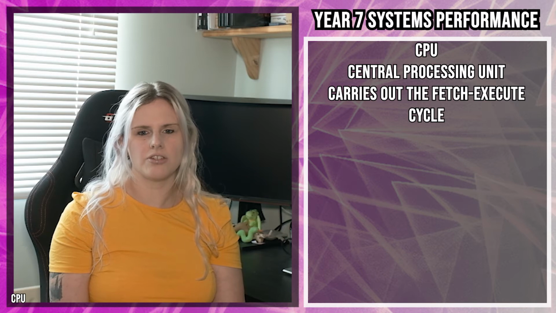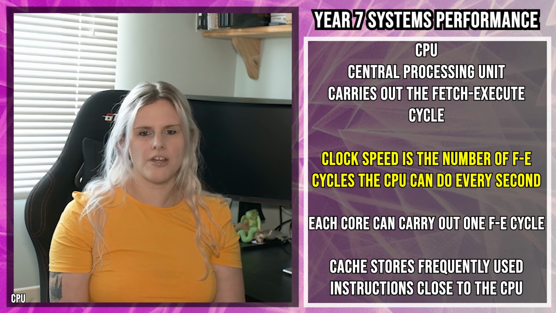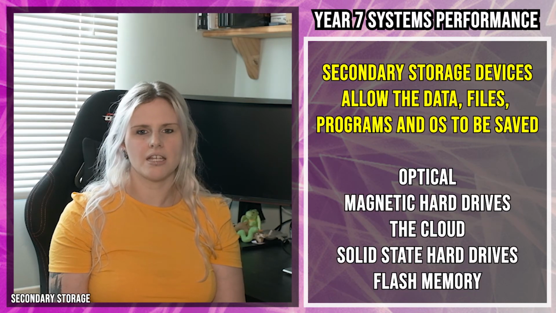There are 3 key parts to the CPU that really affect the performance of the computer. The clock speed is the number of fetch-execute cycles the CPU can do every second. CPUs are also made up of cores. Each core can do 1 fetch-execute cycle at a time. So the more cores your CPU has, the more fetch-execute cycles it's going to be able to carry out at the same time. The last thing to look out for is how much cache memory the CPU has. Cache memory stores frequently used instructions close to the CPU, and this makes it fast. So websites that you're going on all the time will be stored in cache memory, and they will load up faster.